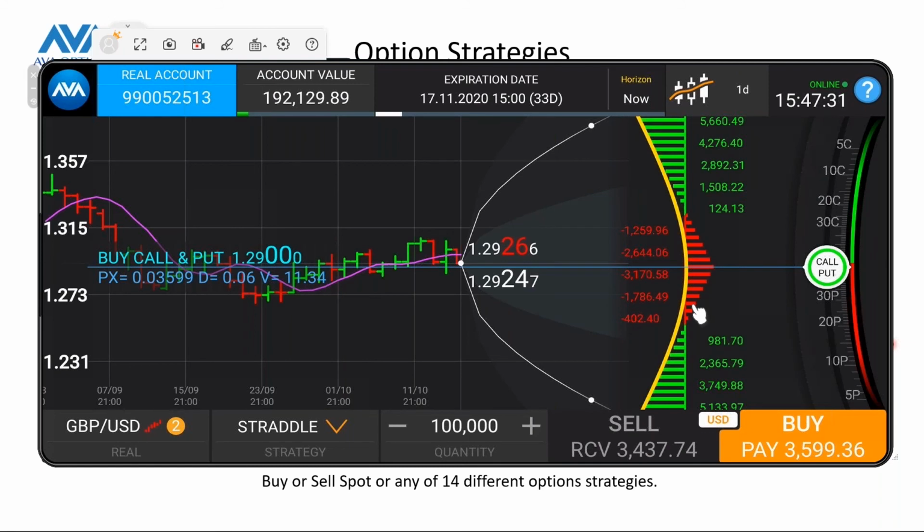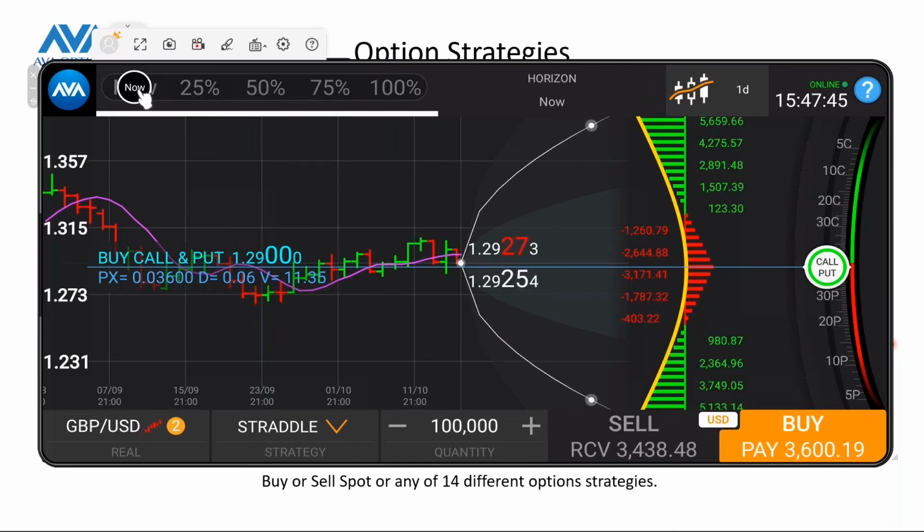I'll buy a straddle, events are going to happen, and then I'm going to sell the options back and take my profit, because otherwise I'm risking all of this red zone, all of this potential loss. If I click on the horizon, as time goes by, I'm going to get sucked into that vortex and pay all that premium, pay all that time decay.